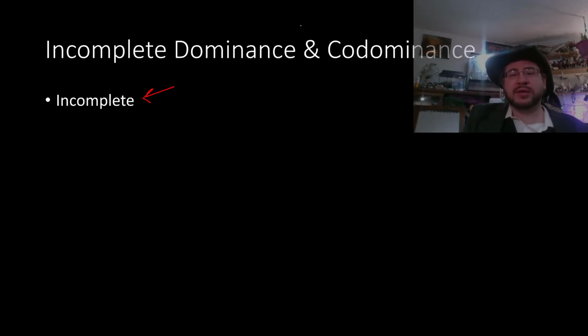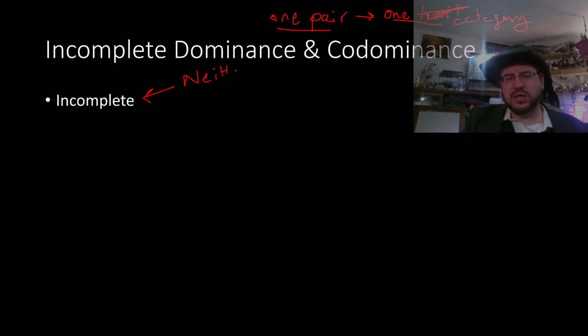It's back to one pair of alleles, one trait. So it seems like it might be dominant recessive, except for a fundamental difference. In incomplete dominance, neither allele is dominant over the other, and expression is a blend of those two alleles.